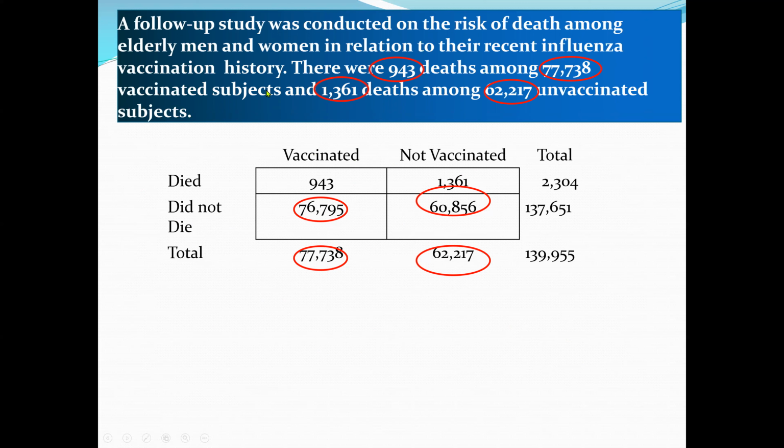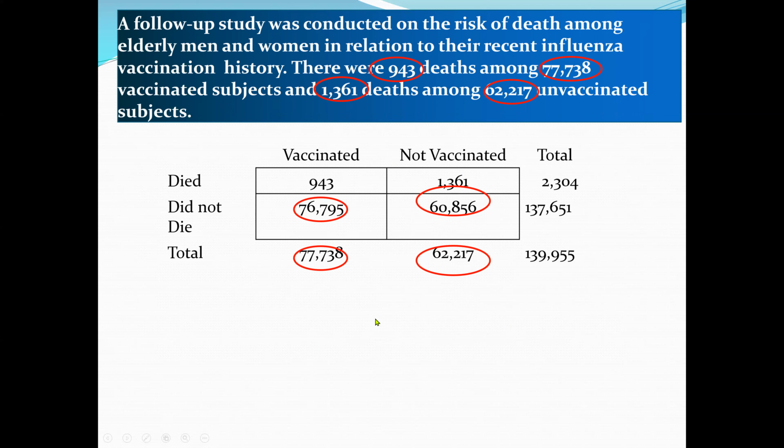The same thing, we have the data for those who are not vaccinated. The total for those who are not vaccinated is 62,217, which is right here. And from the question, 1,361 died, which is right here. So we subtract 1,361 from 62,217, and we get 60,856.